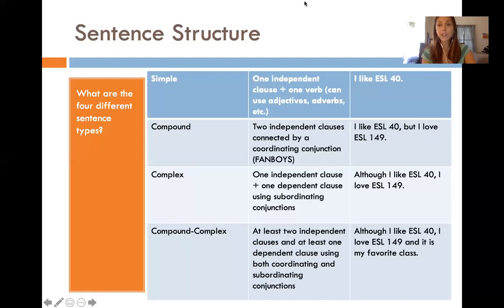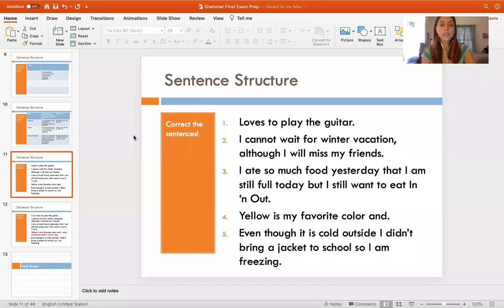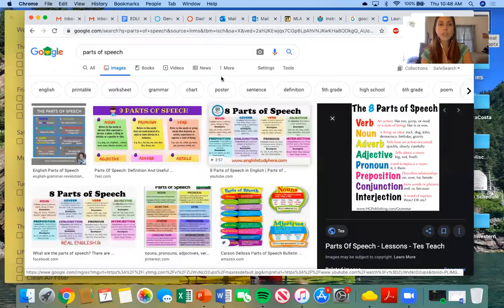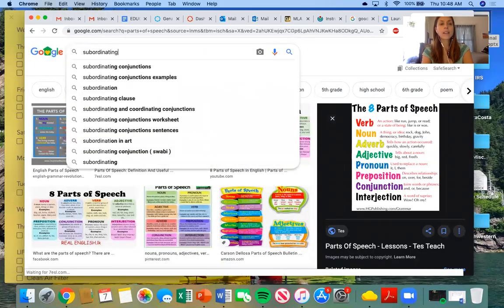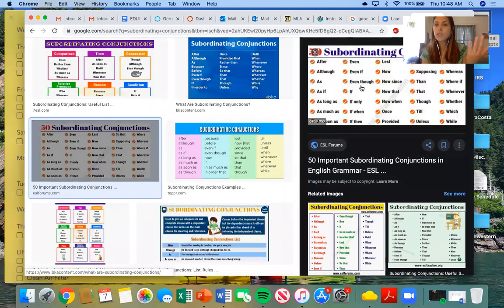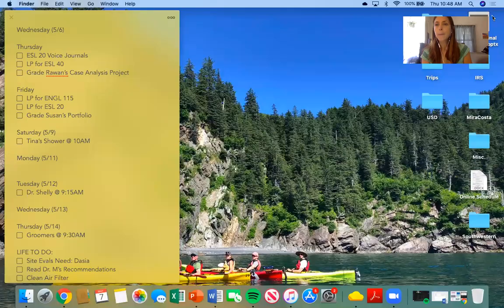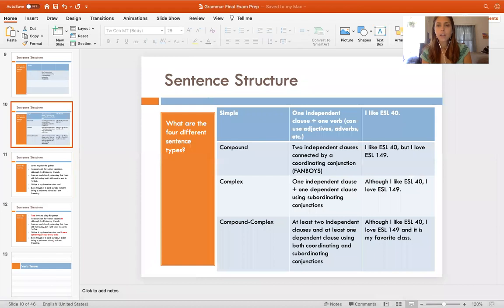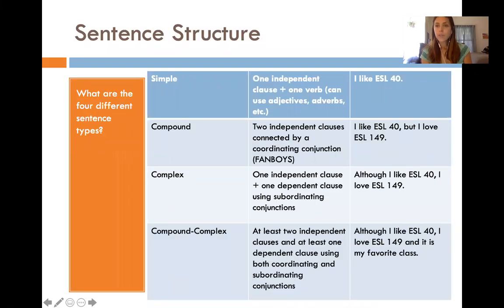Subordinating conjunctions, there's actually a lot more than we can memorize. So if you want to look up online and refresh your memory, you can search subordinating conjunctions and there's lists, okay? So just memorize the ones that you think we use most frequently, like because, although, okay? But yeah, subordinating conjunctions are in complex sentences. So although I like ESL 40, comma, I love ESL 149.